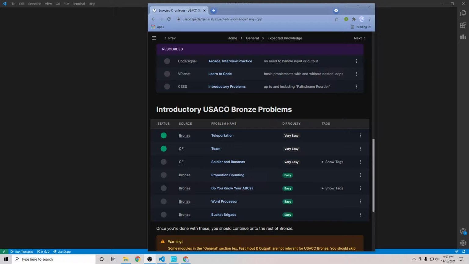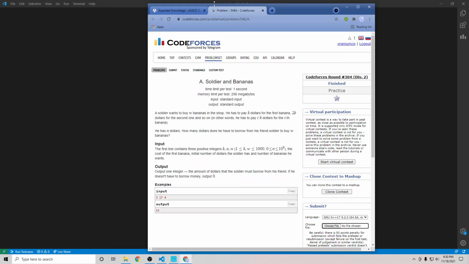And now the third problem is soldiers and bananas. A soldier wants to buy W bananas in the shop. He has to pay K dollars for the first banana, 2K for the second one, and so on. And he has to pay i*K dollars for the ith banana. He has N dollars. How many dollars does he have to borrow from his friend soldier to buy W bananas?